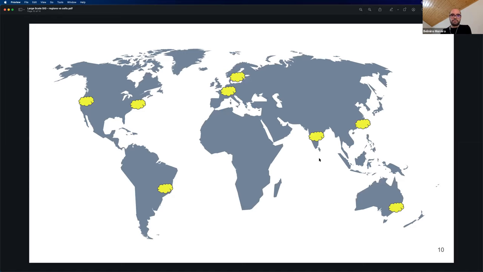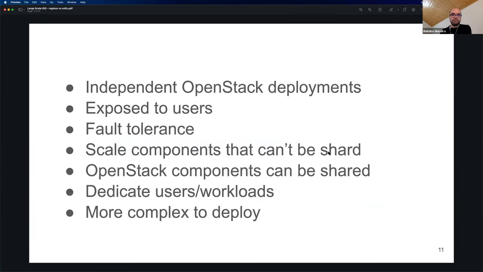From the public cloud providers, this is the image that we have from regions. But a region doesn't need to be in a different continent, or we don't need to have data centers spread between different continents or different countries or even different data centers to set up regions. So let's now go through some of the region's characteristics. As I said, they are independent OpenStack deployments. Users are aware of them. They can give some fault tolerance to the applications running on top of them, the OpenStack infrastructure that uses them as a whole.